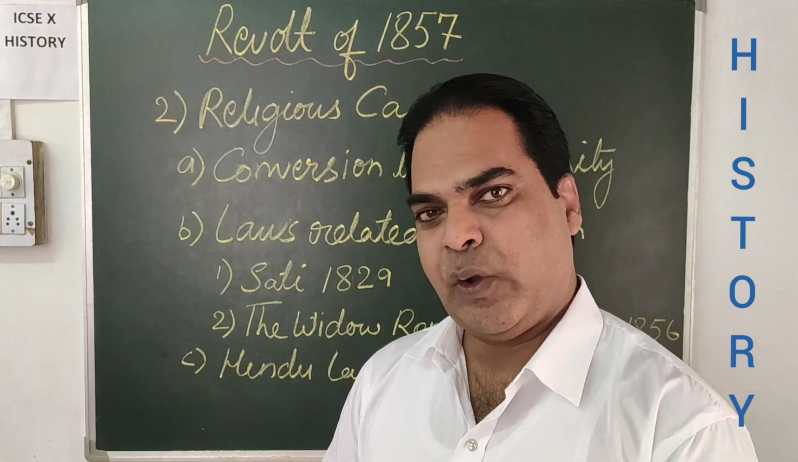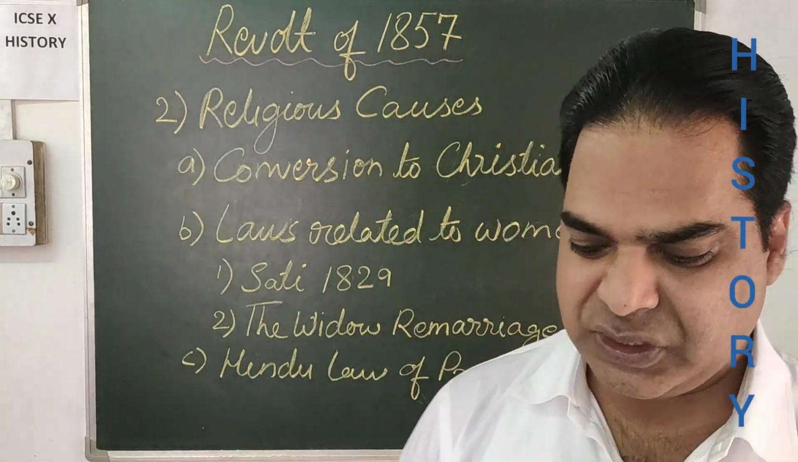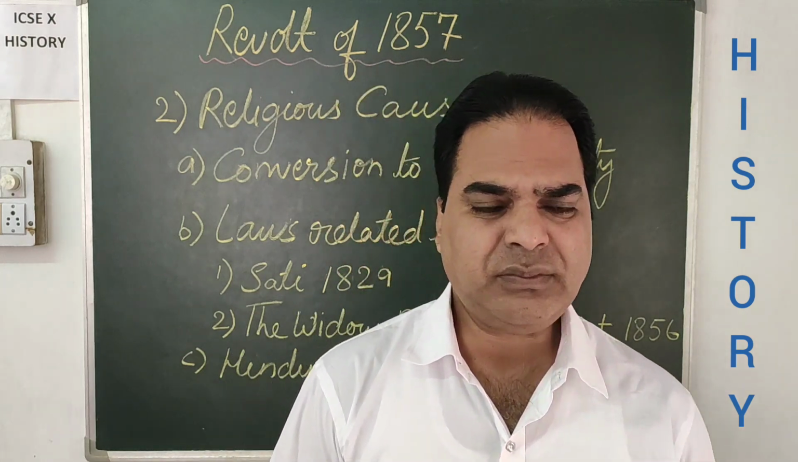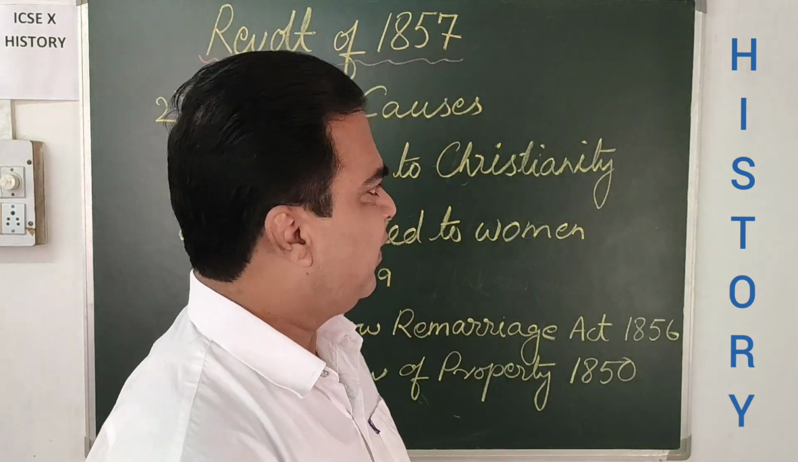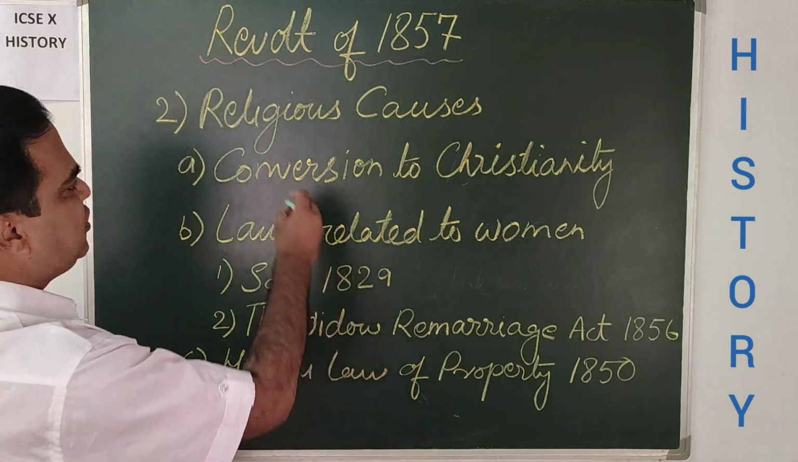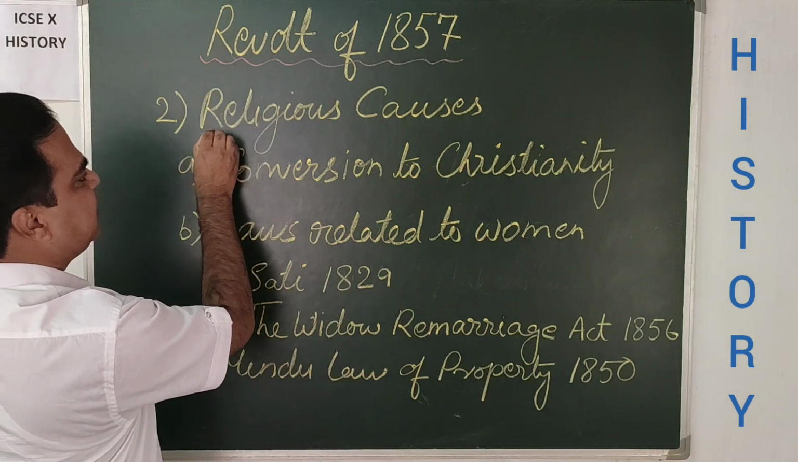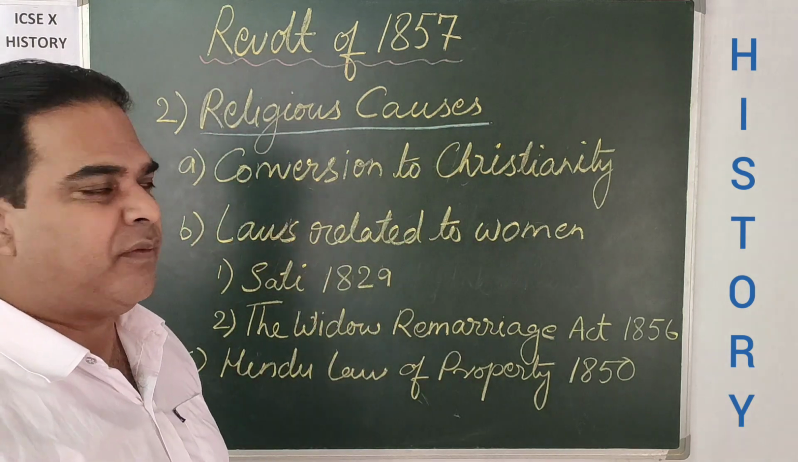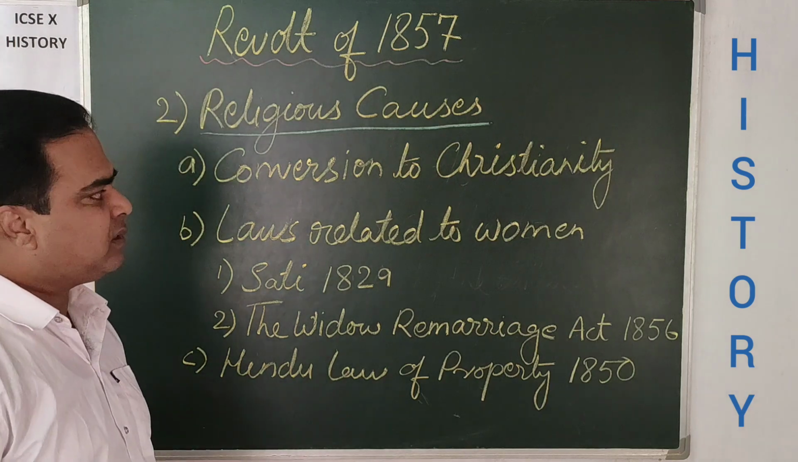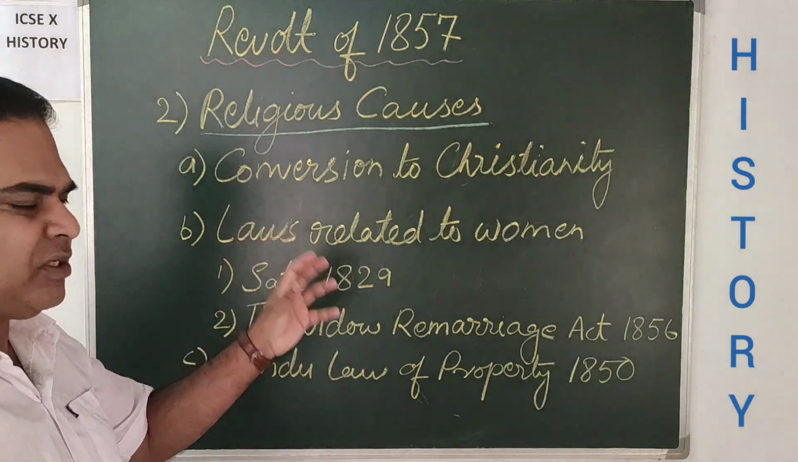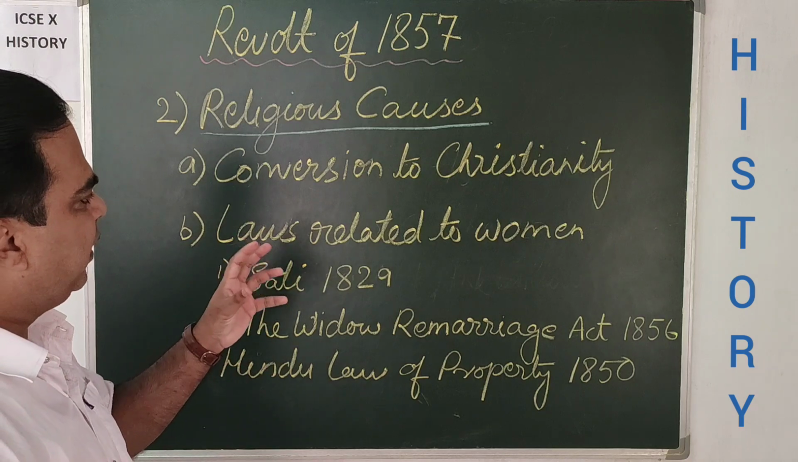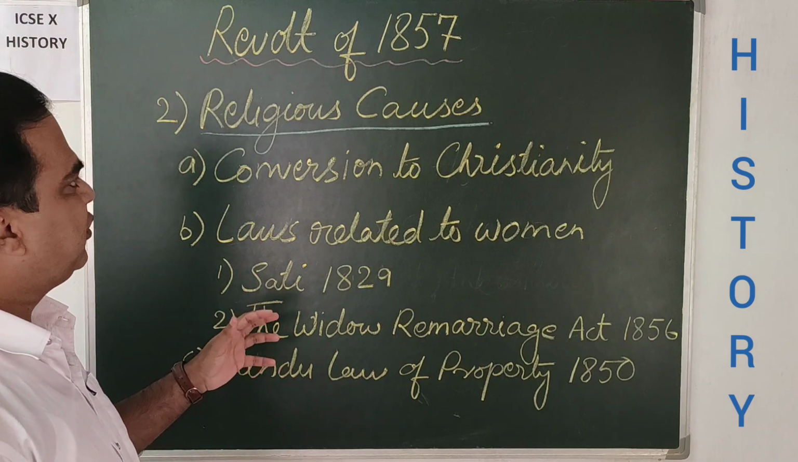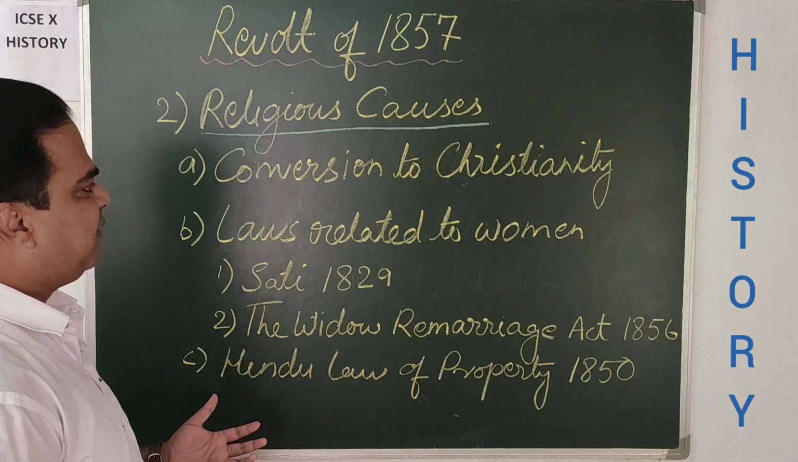The next cause we are going to discuss is the religious and social causes. First we'll discuss the religious causes, and then we'll discuss the social causes too. So in this topic, religious causes: how did the religious cause become responsible for the revolt of 1857? I'll make it very precise to help you understand the reasons for which the revolt broke out in 1857.